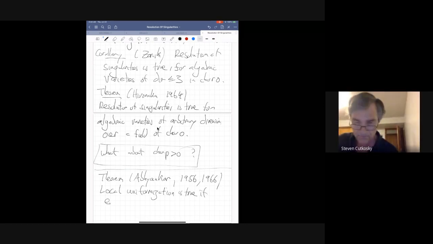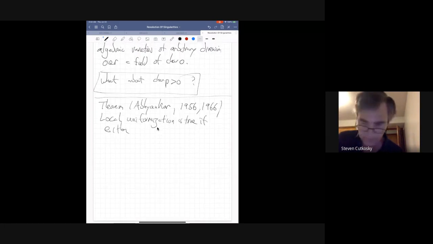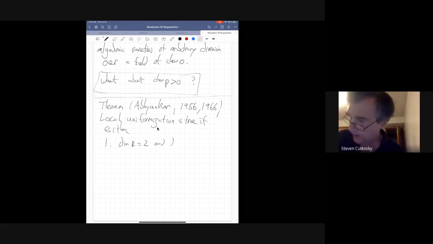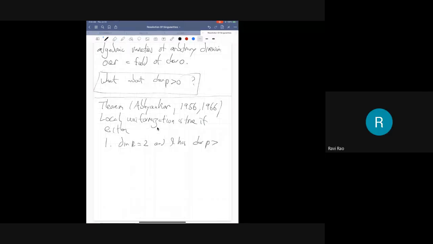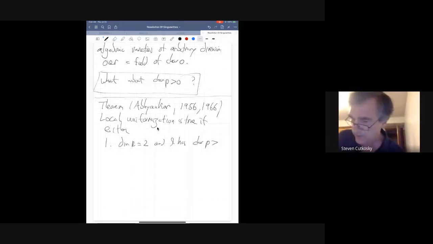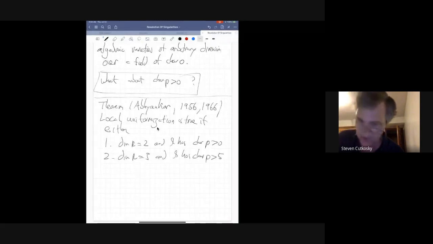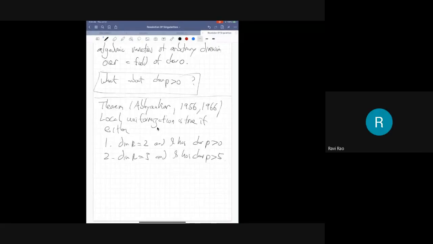If either one of these cases holds: one, the dimension of R is equal to 2, and K has characteristic p bigger than 0; or two, the dimension of R is 3, and K has characteristic p bigger than 5.